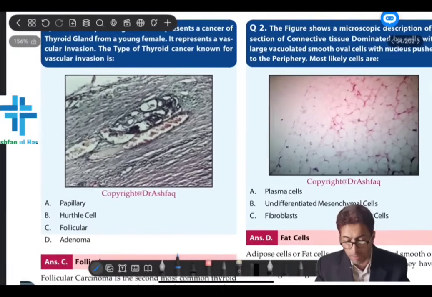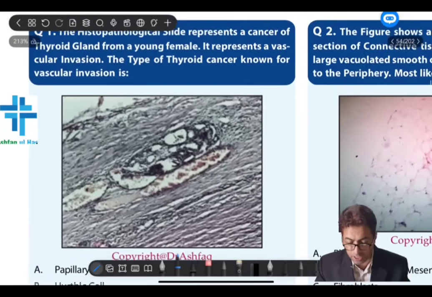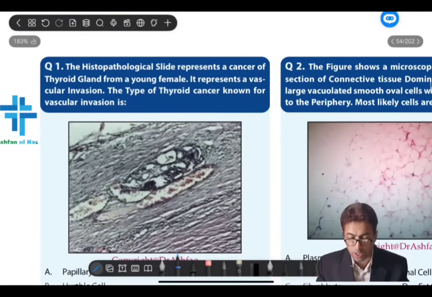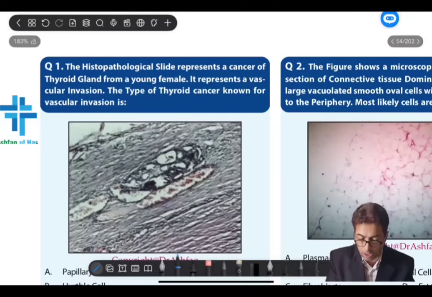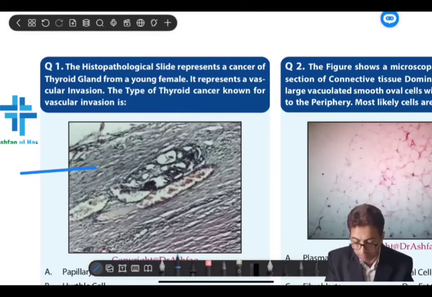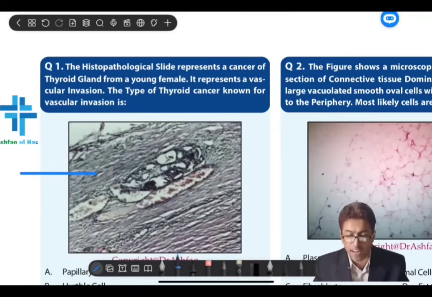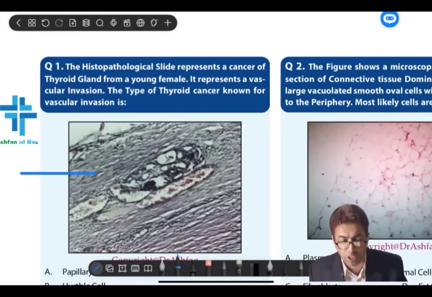Now, over here, I will be magnifying a slide, and this slide and the question is here. So this is a histopathological slide which represents a cancer of thyroid gland from a young female. It represents a vascular invasion. The type of thyroid cancer known for vascular invasion is.